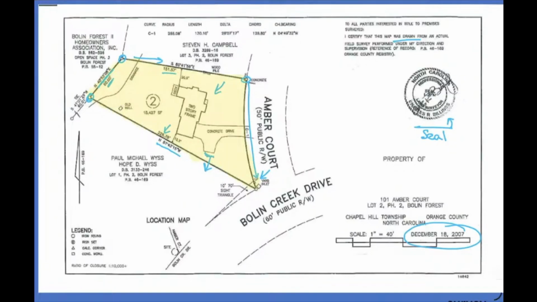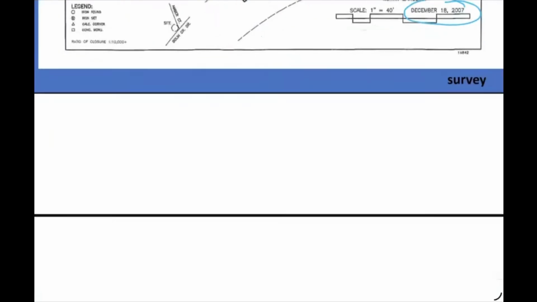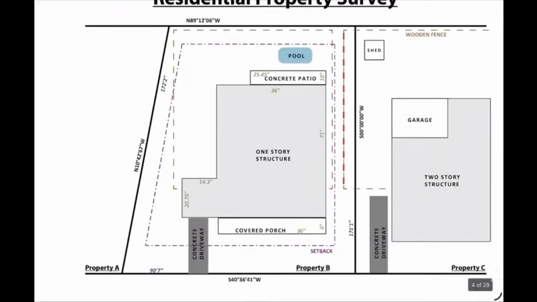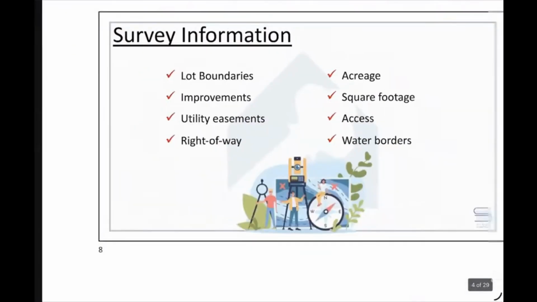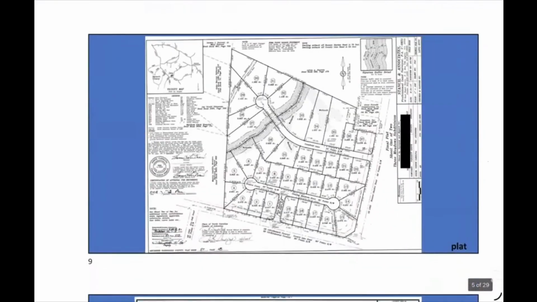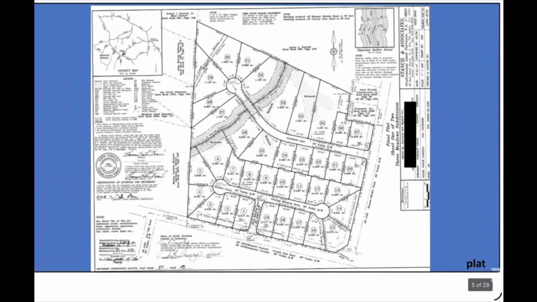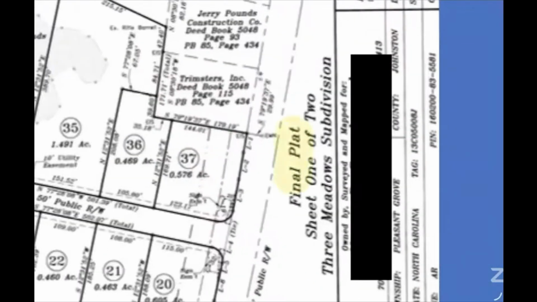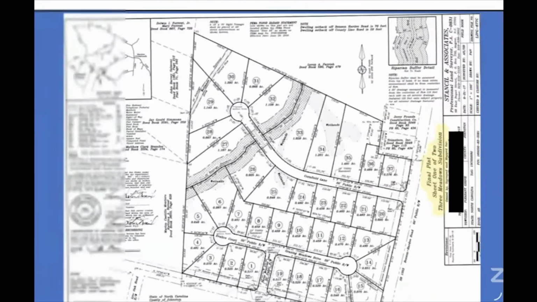Now, sometimes you'll see something similar at the Register of Deeds, and that is called a plat. Oh, I'll just skip this for a second. And skip to a plat. This is a plat, and I'm going to blow this up for you real quick. See, it says final plat, and this is sheet 1 of 2 of Three Meadows subdivision. This is a real plat. I pull these from the Register of Deeds.